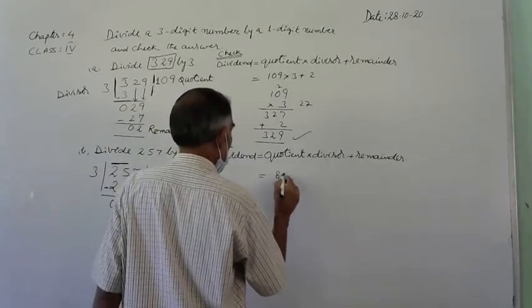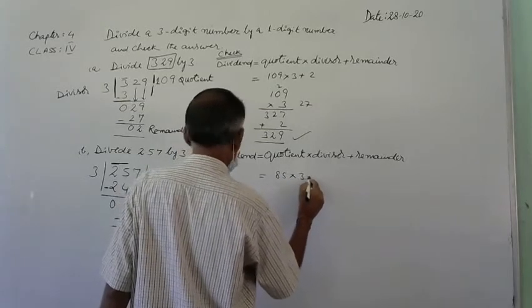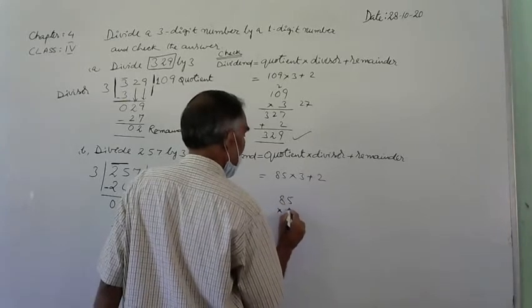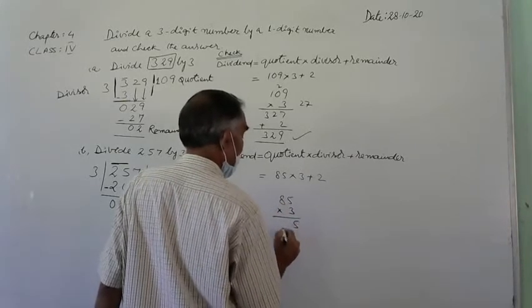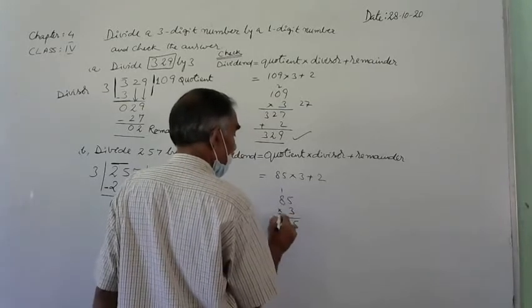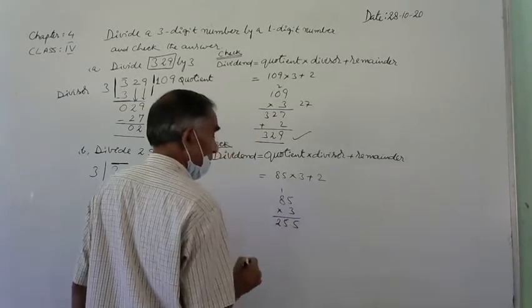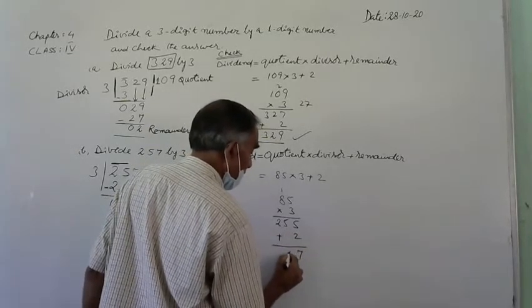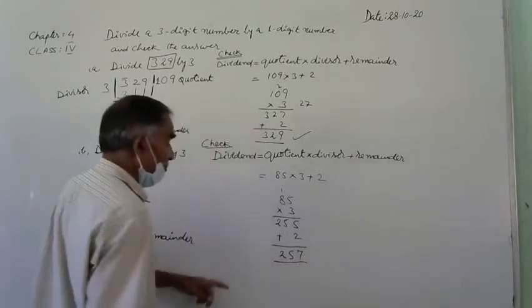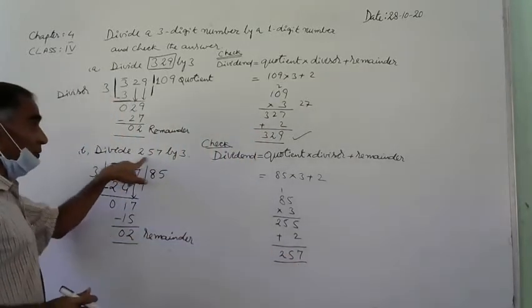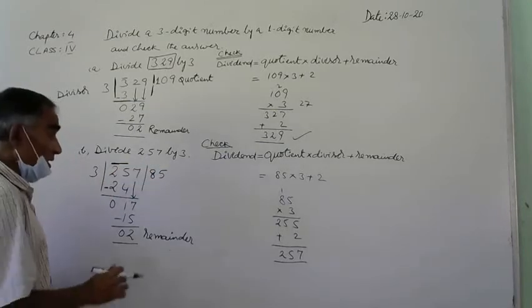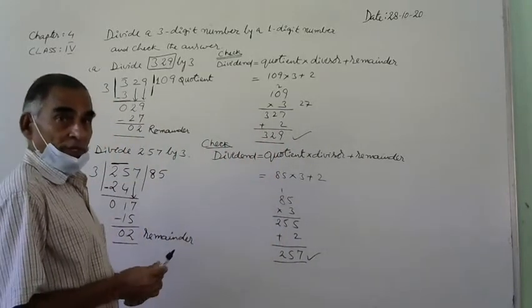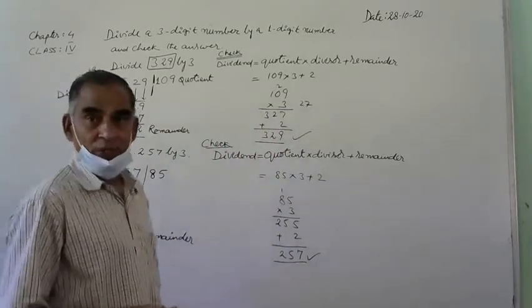You check it here. Dividend equals quotient 85 into 3 plus remainder 2. Here 85 into 3, you check. 3 5s are 15, carry 1. 3 8s are 24, plus 1, 25. Plus remainder को plus करो. 5 plus 2, 7. 257. What was our dividend? 257. Both are right. It means our problem is correct. Okay? Understood? Then some more examples I will tell you. Just you wait.